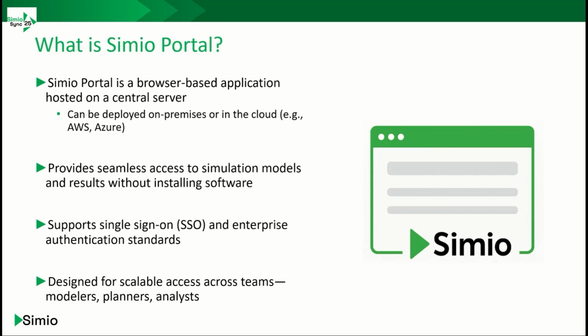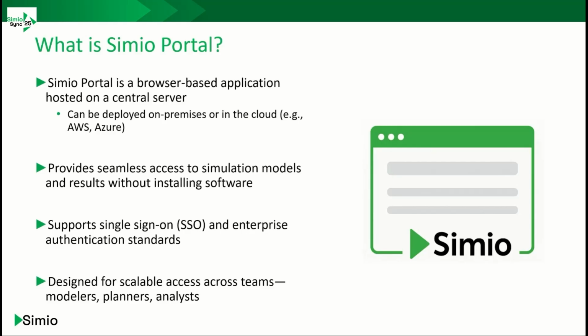Simio Portal is our browser-based application. It's hosted on a central server and can be deployed on-premise or in the cloud. We've implemented it in a wide variety of environments, everything from secure air-gapped networks for government clients to AWS, Azure, and even local shop floor hardware. That flexibility makes it easy to fit into whatever network architecture your organization already uses.